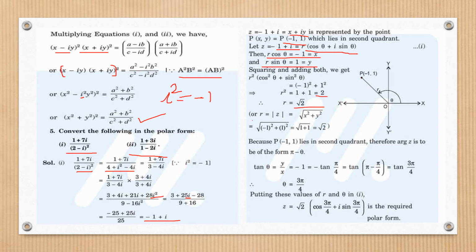And this becomes your modulus, root 2, using this formula. And why don't we retain the negative sign? Because it is the distance of the origin from this point, so it is always taken as positive. Now this point lies in the second quadrant, where the argument is taken as pi minus theta.